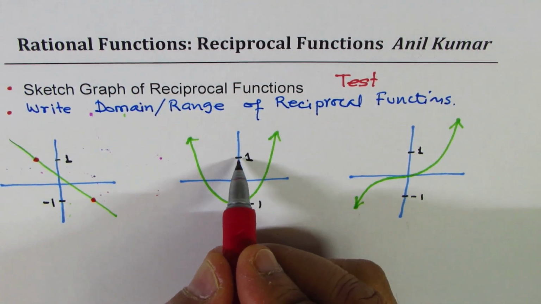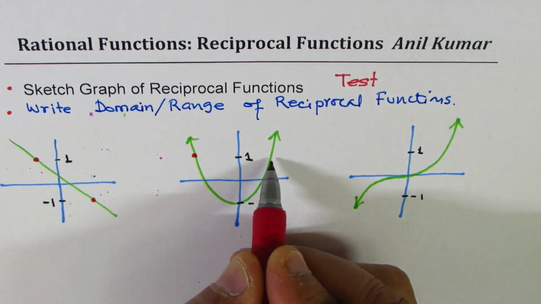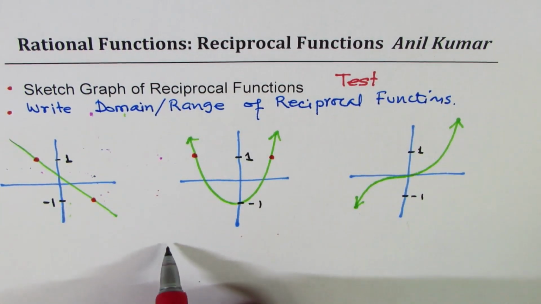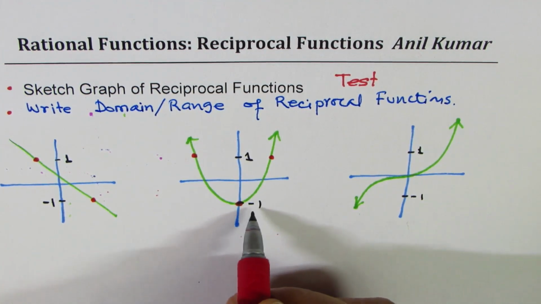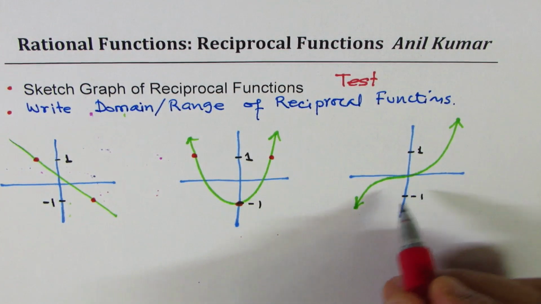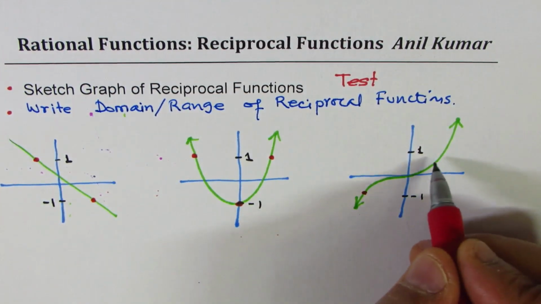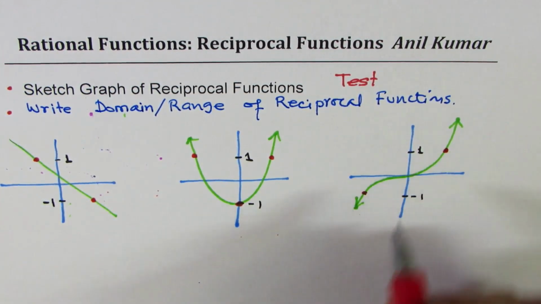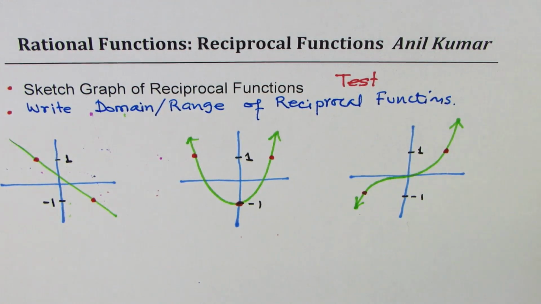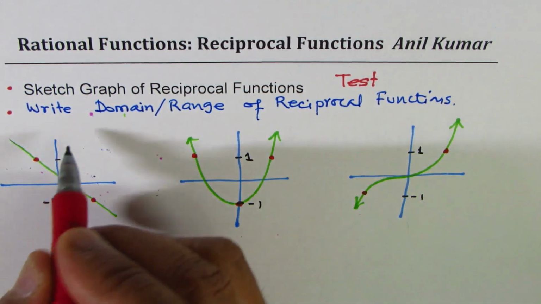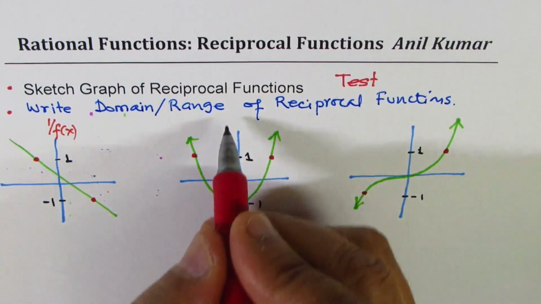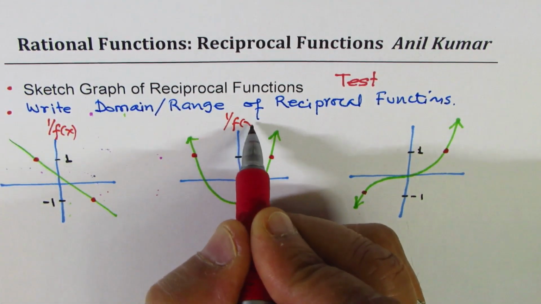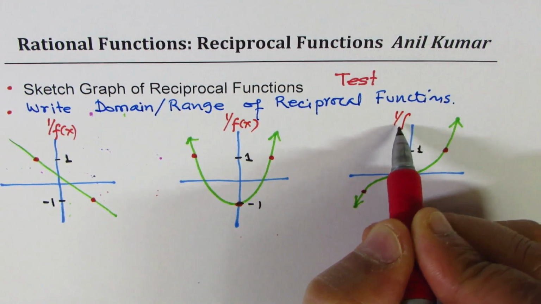In this case, we have these two invariant points, and here let's consider the vertex itself at, let's say, minus 1. The invariant points here will be these two. So these are invariant, they are common to both. So we are sketching 1 over f of x, the reciprocal function, for all these graphs in red.